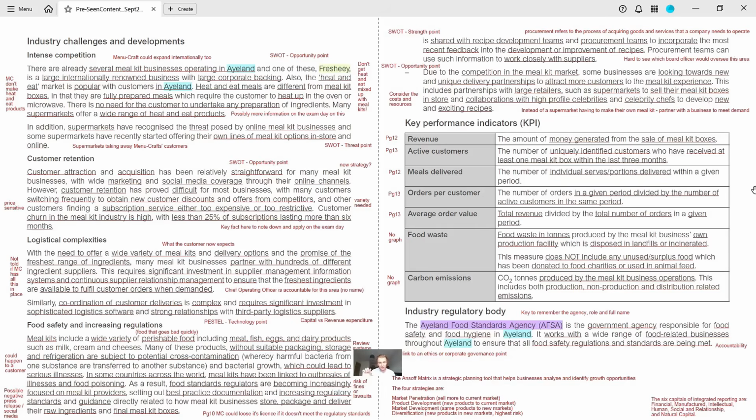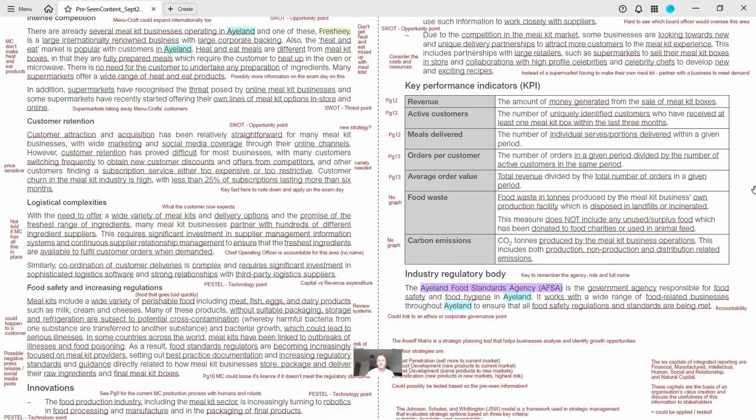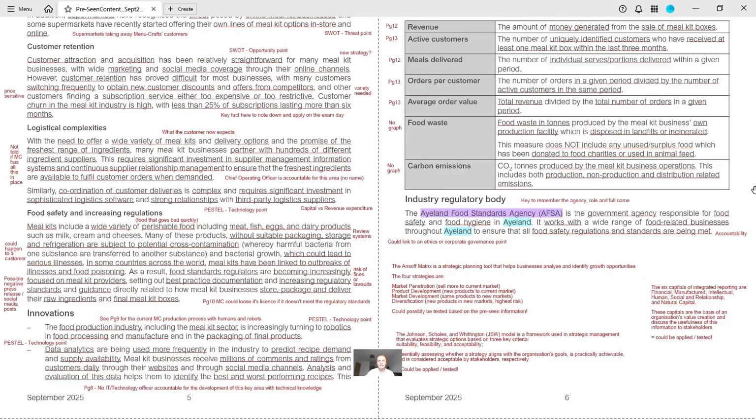The key bit for your notes, as you can see on mine on the screen, there is no graph for food waste in terms of a KPI, and there is no graph provided for carbon emissions. So be sure to look out for that on the exam day. It could potentially come up as an area that you need to be aware of, because that is where it could link into other areas such as legal aspects from a PESTLE analysis and leading on to other areas of theories that you could have to apply.